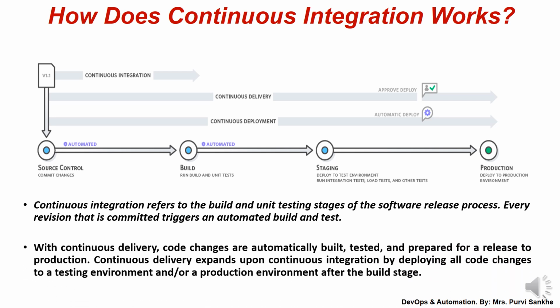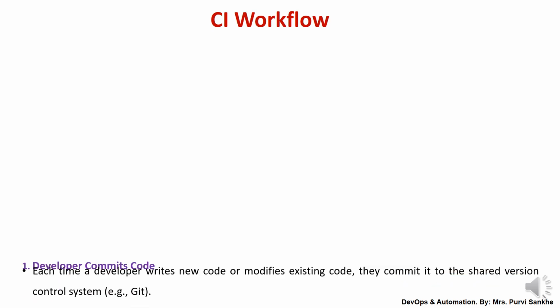With continuous delivery, code changes are automatically built, tested and prepared for a release to production. And then continuous delivery expands upon continuous integration by deploying all the code changes to a testing environment or a production environment after the build stage. We'll see the CI workflow.